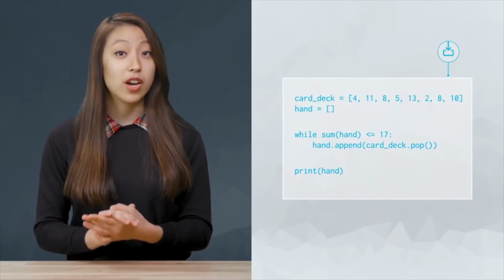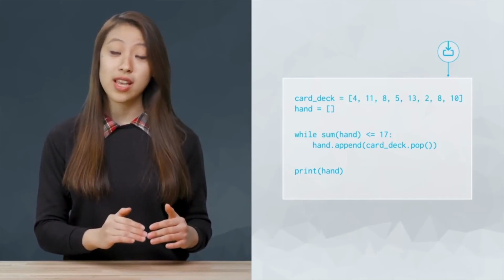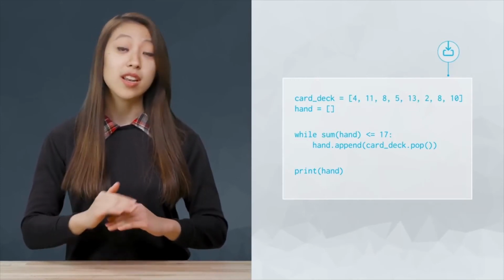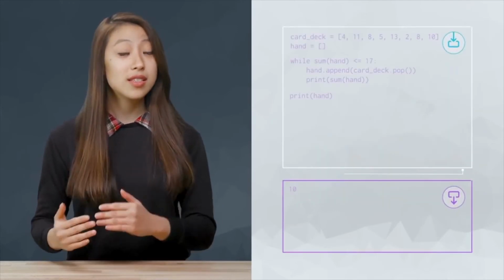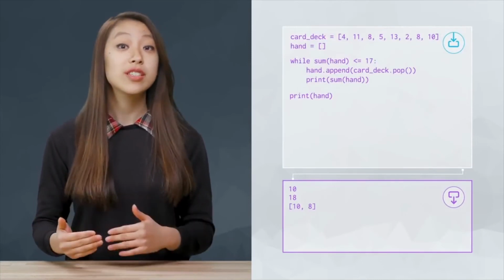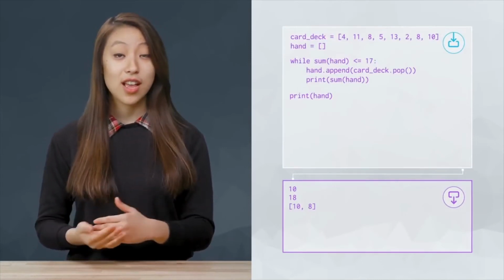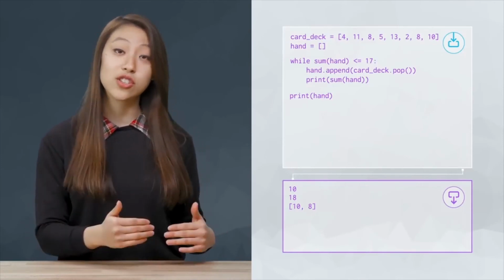The indented body of the loop should modify at least one variable in the test expression. If the value of the test expression never changes, the result is an infinite loop. In this example, the loop's body appends numbers to the hand list, which increases the value of sum hand. Eventually, the value of sum hand becomes large enough that the condition becomes false.